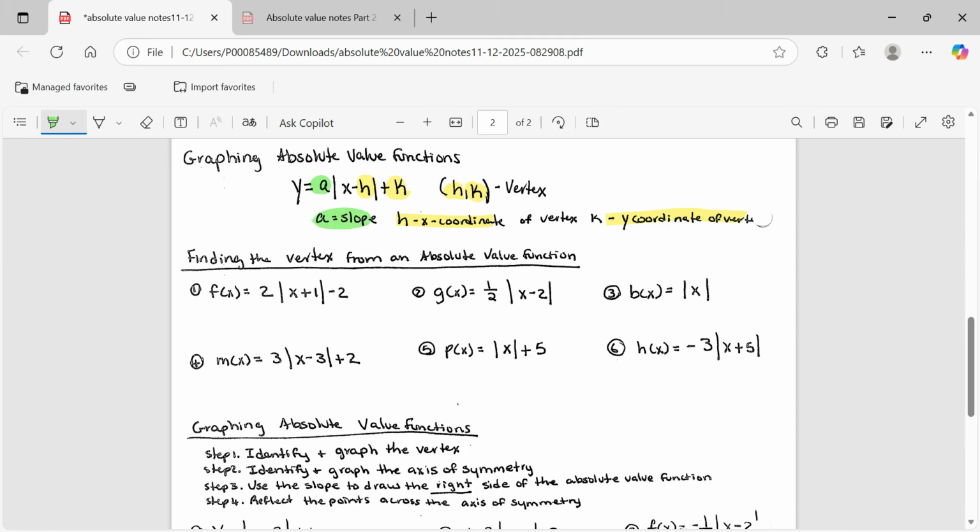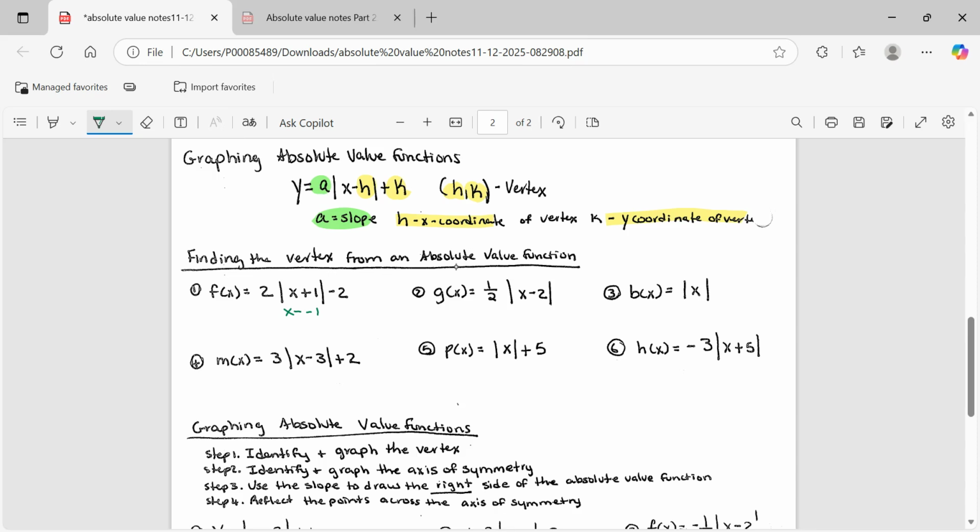And so if we're going to find the vertex from an absolute value function, a trick I like to use is, because of this minus sign, it's going to change whatever the sign is on the inside. So though it may appear to be a positive one, it's going to be the opposite of what we see, because it is x minus negative 1 that would cause this to change and look like it is positive.